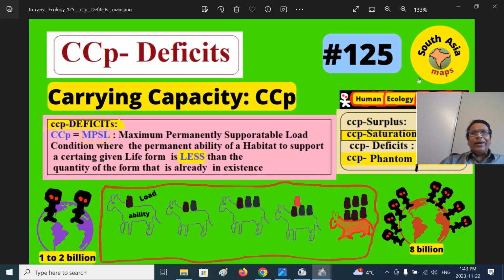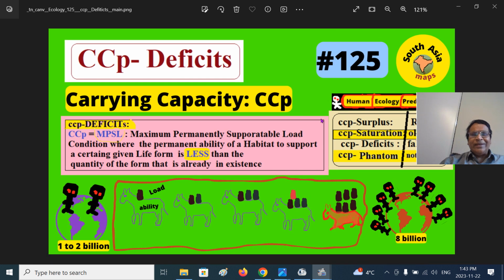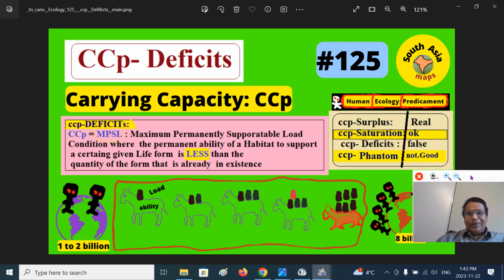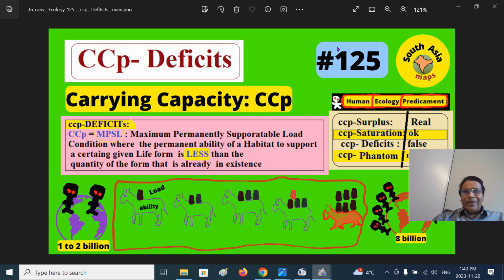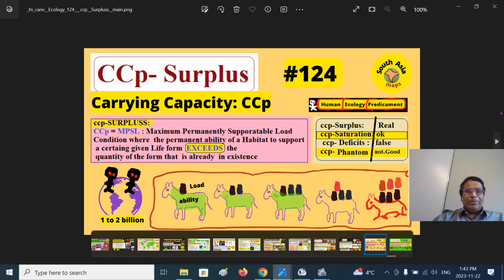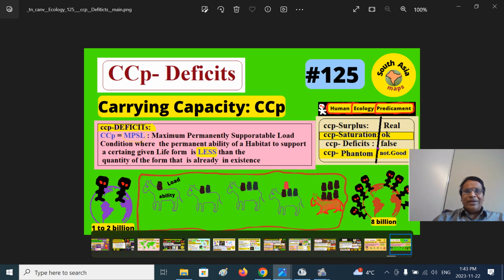Mitrom, we are continuing our fascinating series of human ecology and predicament of South Asia Maps education channel series. In part 125 today, we'll discuss CCP deficits. That is our abbreviation for carrying capacity, CCP deficits. In 124, we explored CCP surplus. Now we are exploring CCP deficits.